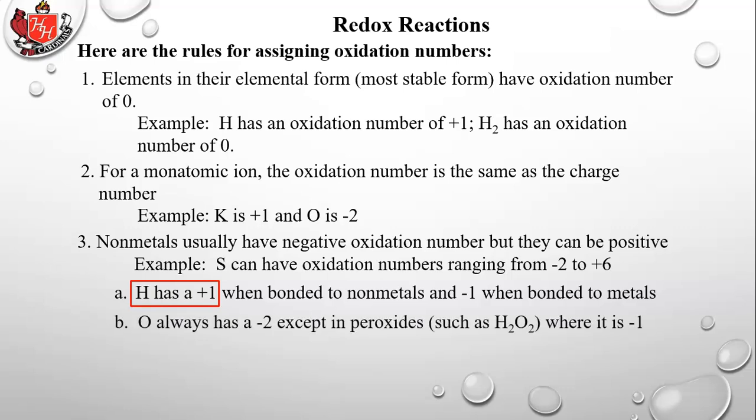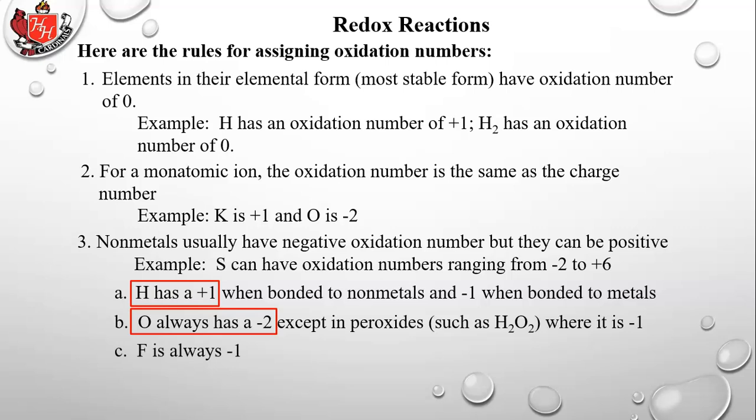Oxygen always has a -2, except in peroxides such as H2O2, where it's -1, but that rarely happens. You're rarely dealing with peroxides. So that's another one I consider to be an anchor. You're going to look at oxygen and say that's a -2, and you're going to use that to compute the oxidation numbers of the other elements that it's attached to. You'll see what that means in just a moment.